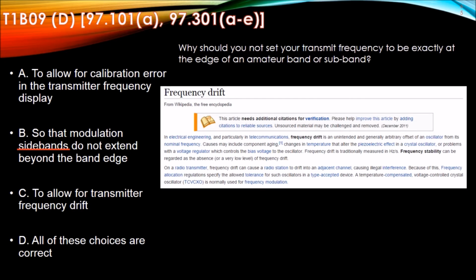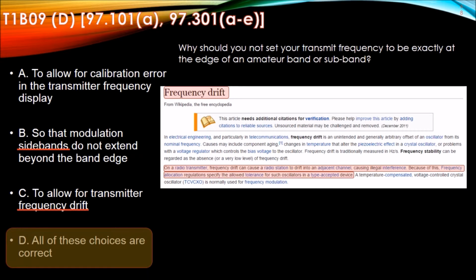And here's a description of frequency drift. On a radio transmitter, frequency drift can cause a radio station to drift into an adjacent channel, causing illegal interference. Because of this, frequency allocation regulations specify the allowed tolerance for such oscillations in a type of accepted device. Which is going to make our answer to this question D. All of these choices are correct.